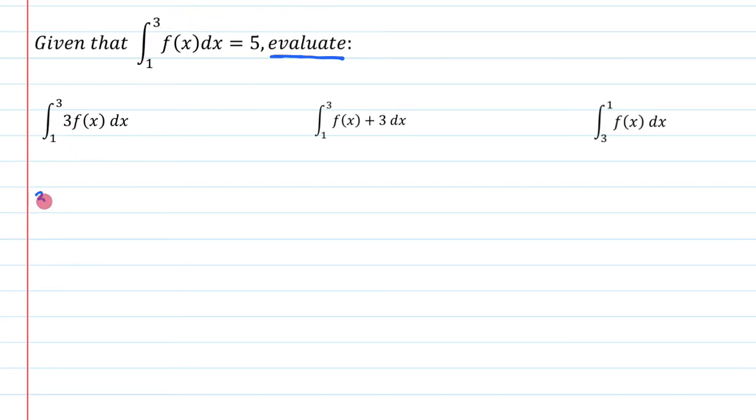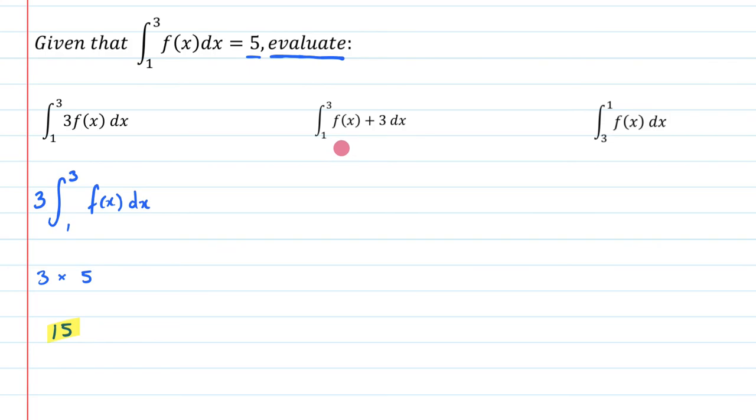So I'm going to get 3 times the definite integral of f of x dx. And I know that this right here, the definite integral of f of x with respect to x between 3 and 1, I already know that's 5. So this right here is 5. So it's just going to be 3 times 5. So my answer is going to be 15. How easy is that? Let us highlight that answer. Let us now move on to the next one.